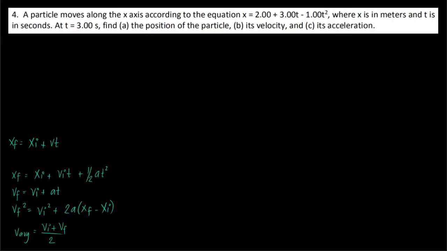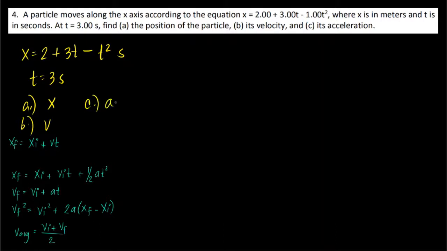Next, number 4. A particle moves along the x-axis according to the equation x is equal to 2 plus 3t minus t squared, where x is in meters and t is in seconds. At t equals 3 seconds, find A, the position, so that is x, and B, the velocity.